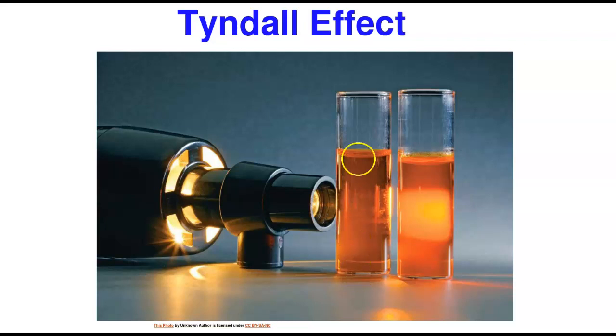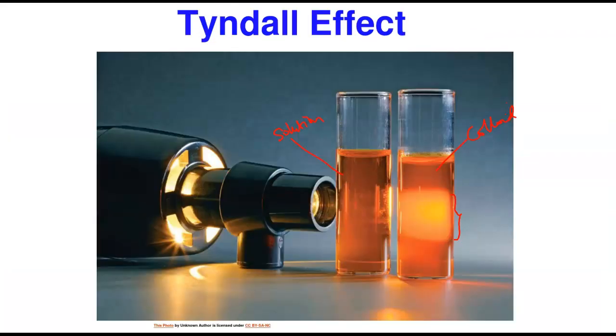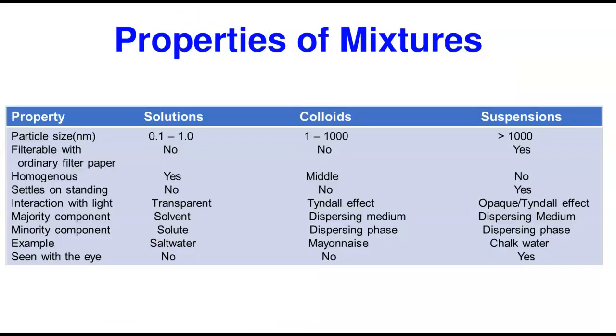So if you look at this now, the first thing we have here is a solution, and you can't see the path of light. And this is a colloid. If you look at the flashlight here, light passes through this, and you couldn't even see the path of light in the solution. But in the colloid, you begin to see the path of light. So the path of light you see here is what separates a colloid from a solution. This particular effect is what we call the Tyndall effect.